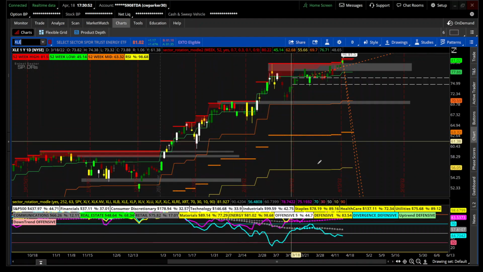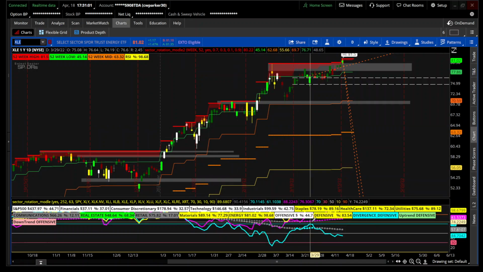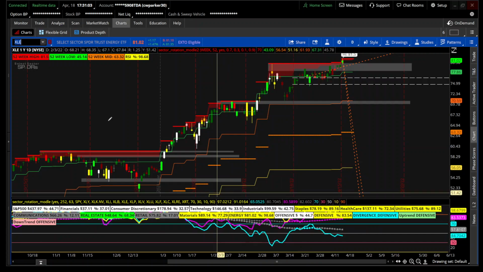So what's the key to this thing? The key is knowing where we are in the market cycle. Are we bull, bear, or reversing? So right now, technically, we'd be in a bear market, and you could say we're in a bear market right now.